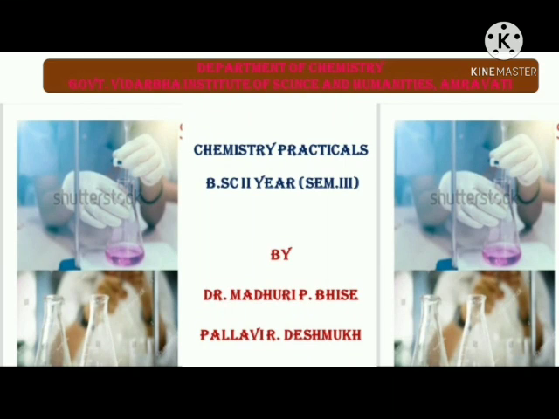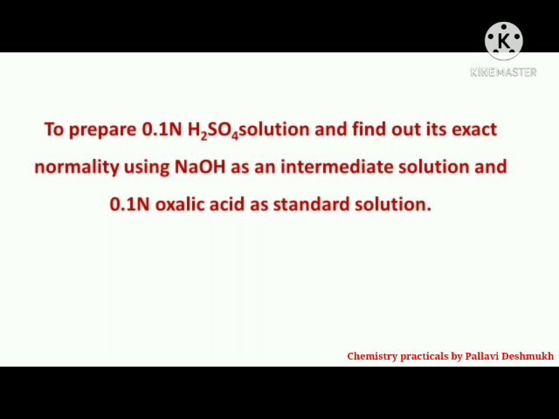From today, we are going to start with our BSc second year semester 3rd chemistry practicals. So let's start with the first experiment. The aim of the proposed experiment is to prepare 0.1 normal H2SO4 solution and find out its exact normality using NaOH as an intermediate solution and 0.1 normal oxalic acid as a standard solution.